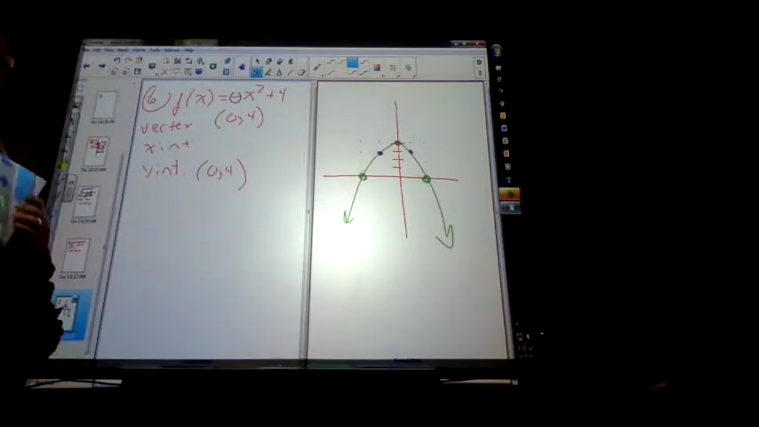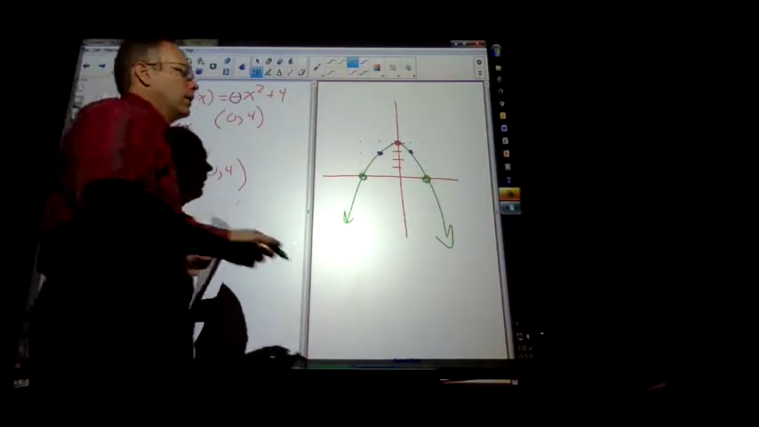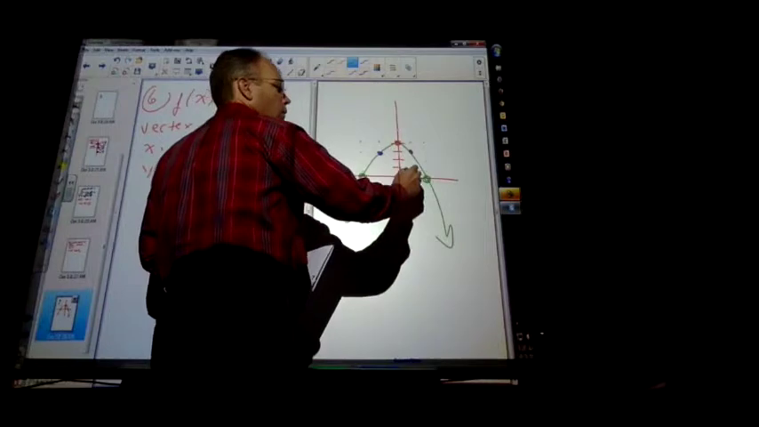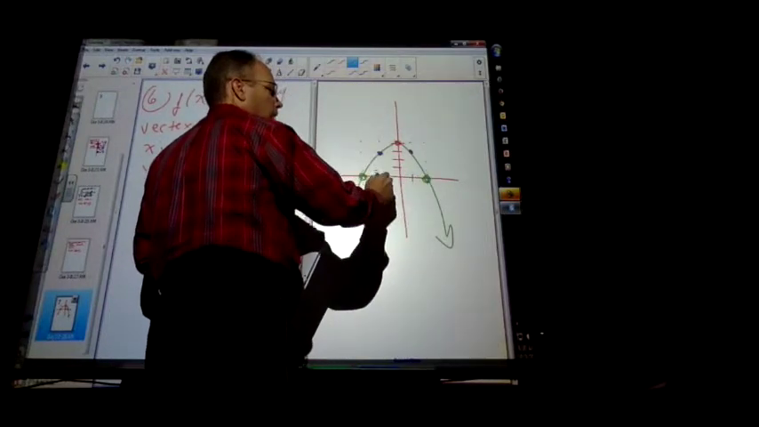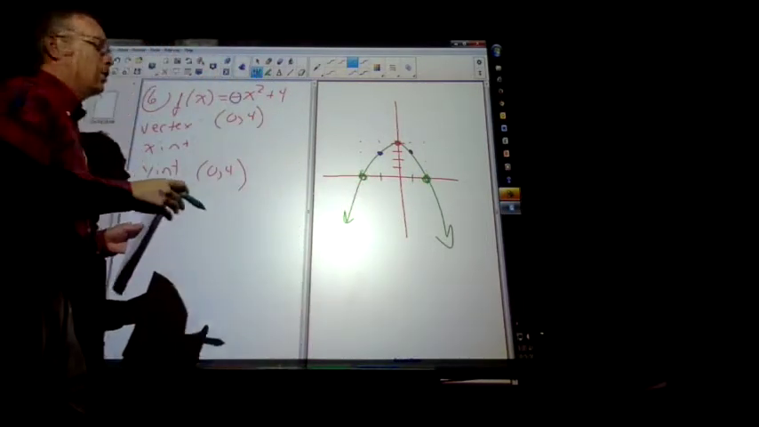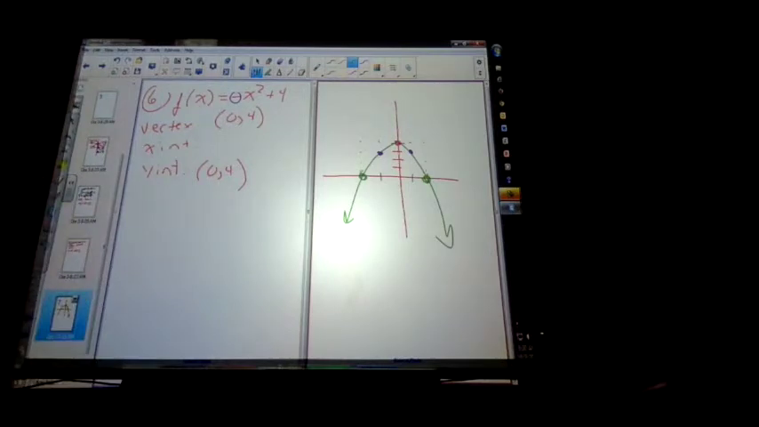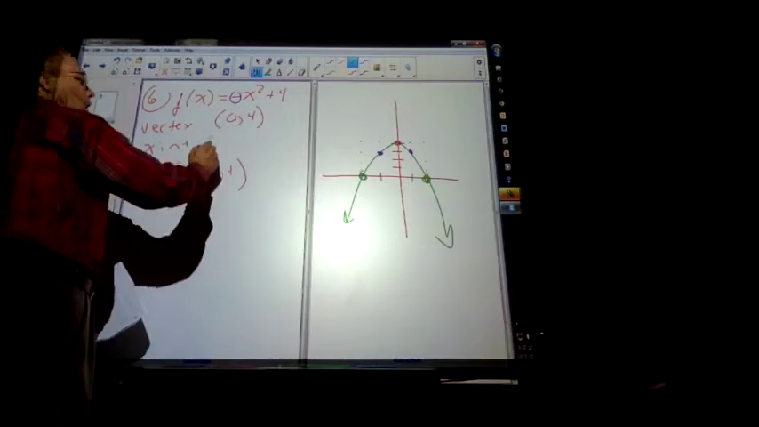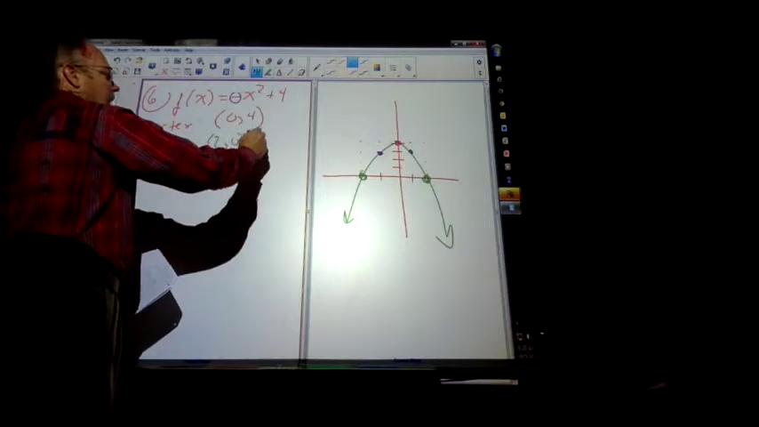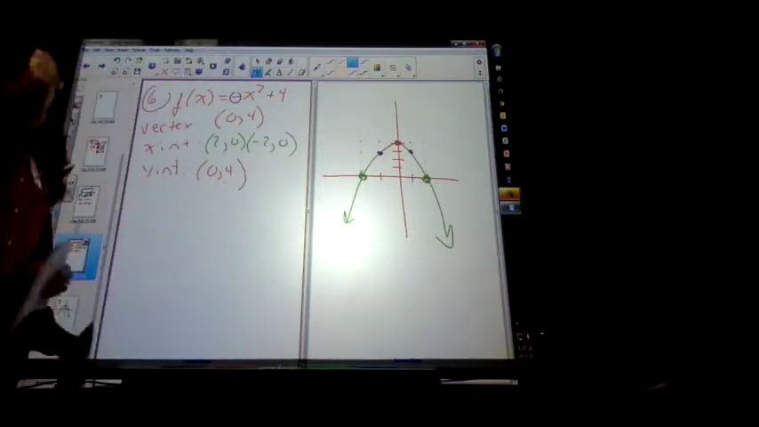Where is it going to be crossing that? So I counted over one, I counted over two, I counted over one, I counted over two. So where's it crossing the x-intercepts? Yeah, so at (2, 0) and at (negative 2, 0). So that problem worked out nicely.